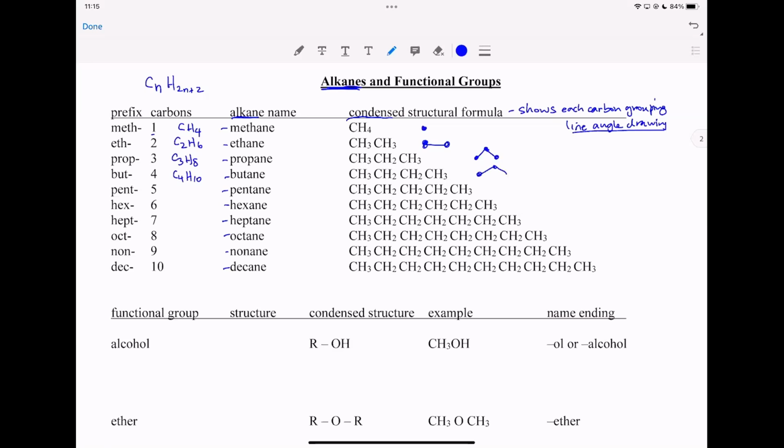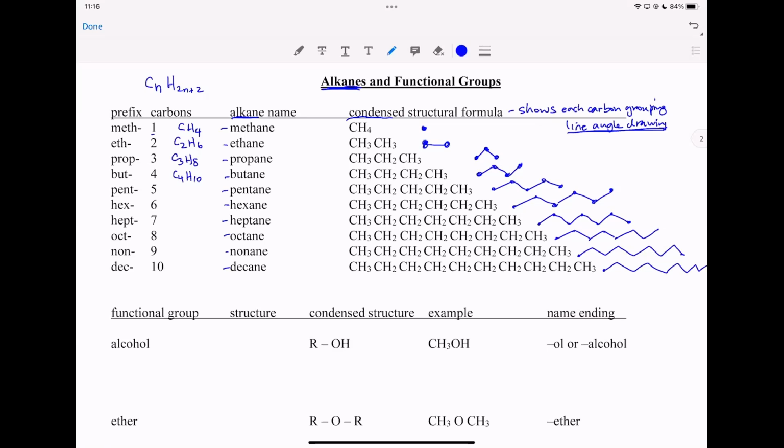So there's 1, 2, 3, 4. And then you just keep going, 1, 2, 3, 4, 5 for pentane, 1, 2, 3, 4, 5, 6 for hexane. And you can see the benefit of the line angle drawing. You don't have to have any of those carbons or hydrogens. So heptane 1, 2, 3, 4, 5, 6, 7. Octane 1, 2, 3, 4, 5, 6, 7, 8. Nonane 1, 2, 3, 4, 5, 6, 7, 8, 9. And then decane 1, 2, 3, 4, 5, 6, 7, 8, 9, 10.